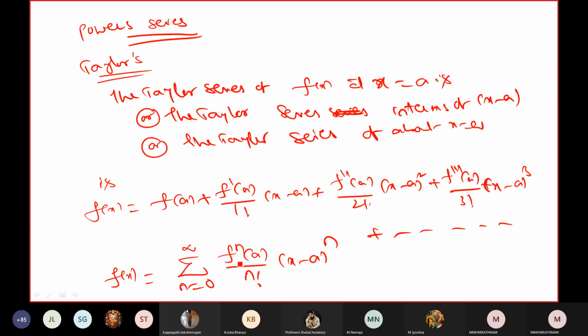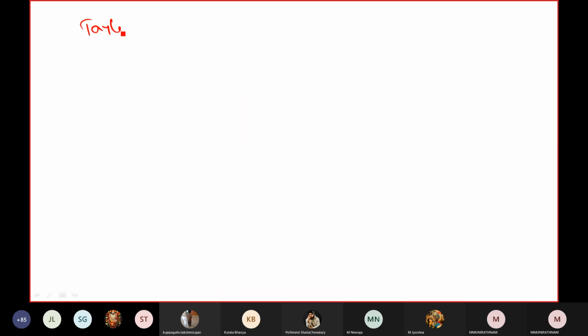So let us assume this coefficient as an. It means that this will be nothing but the summation n equal to 0 to infinity of an into x minus a whole power n. So this is the Taylor series expansion of f of x.